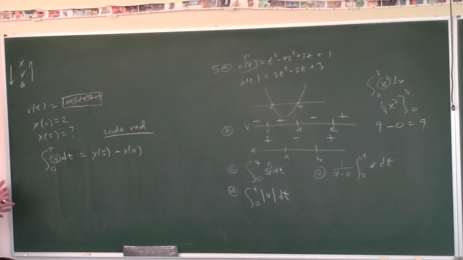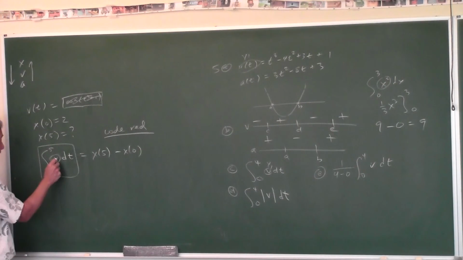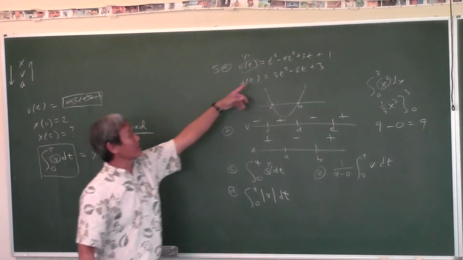So when do you use it though? When they give you a function and then you have to find out something about its antiderivative, but you cannot find the antiderivative. That's when you use code red. That's what this is. So how does this work, Mr. Park? Well, didn't I give you the velocity equation? Here's the velocity equation.